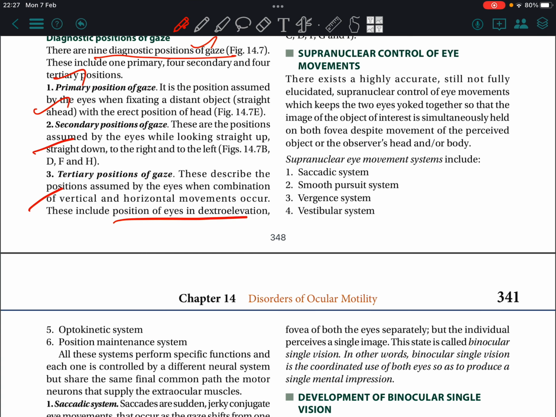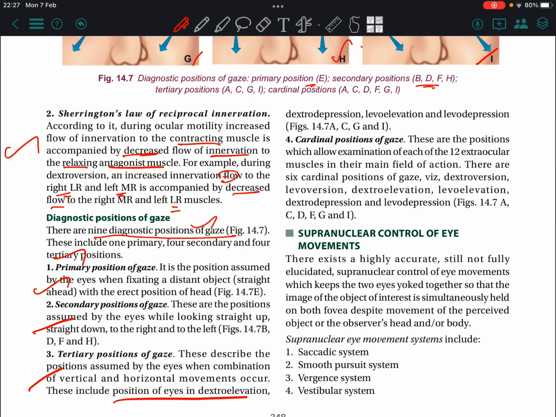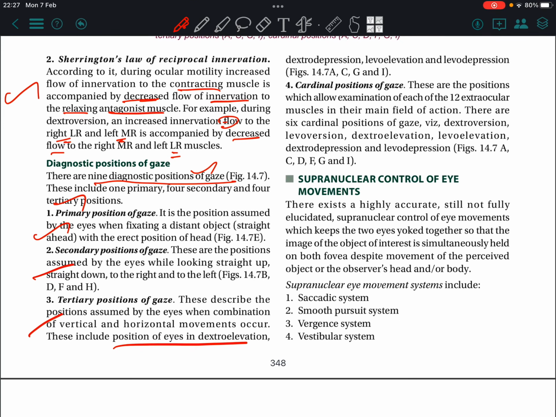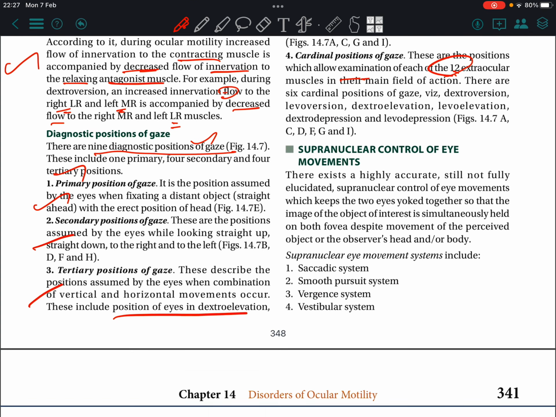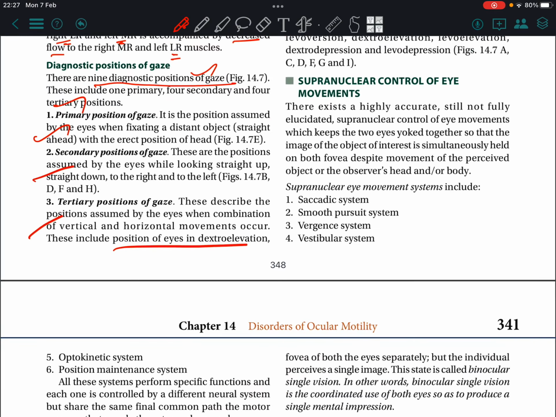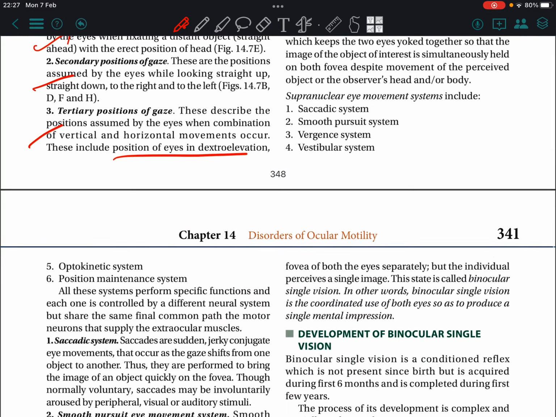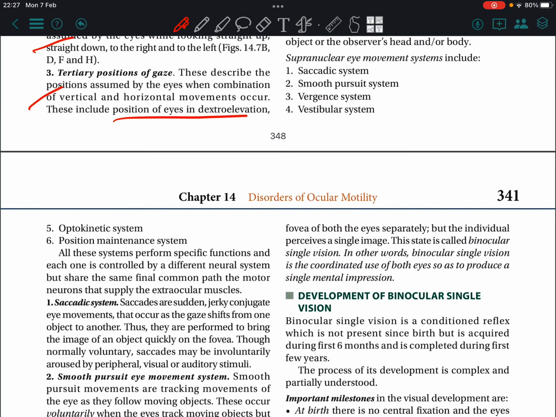These include positions of the eyes in dextroelevation, dextrodepression, levoelevation, and levodepression. Cardinal positions of gaze allow examination of each of the 12 extraocular muscles in their main field of action. There are 6 cardinal positions of gaze, with dextroversion, levoversion, dextroelevation, etc. Supranuclear control of eye movements includes saccadic, smooth pursuit, vergence, vestibular system, etc.